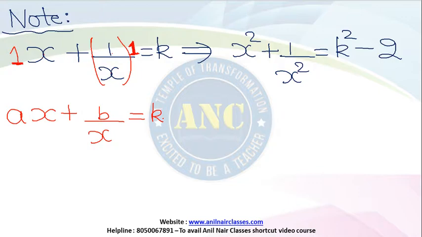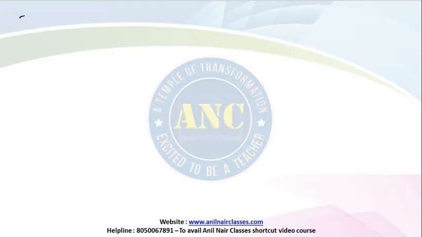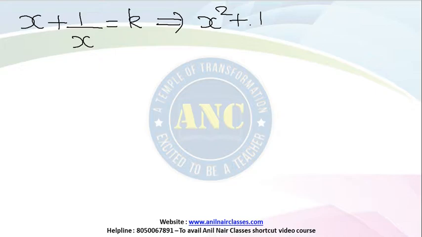If these kinds of problems are given, how to deal with them? What is the method that I need to apply to deal with this kind of form? That is what we are learning right now. Now see here, sir, it is very simple. In our previous classes we derived this x plus 1 by x is equal to k. How did we go through the derivation? How did we prove that x square plus 1 by x square will be equal to k square minus 2?